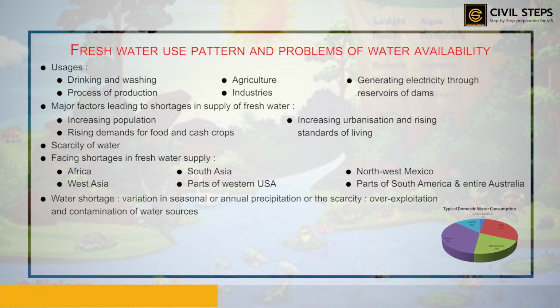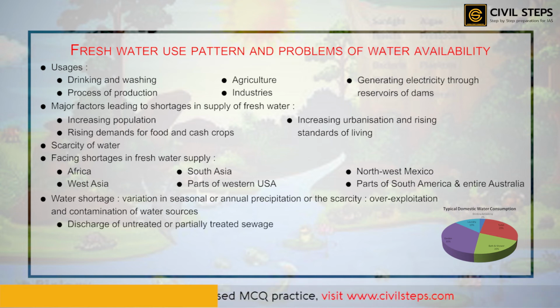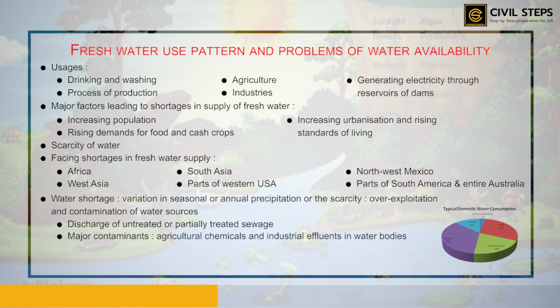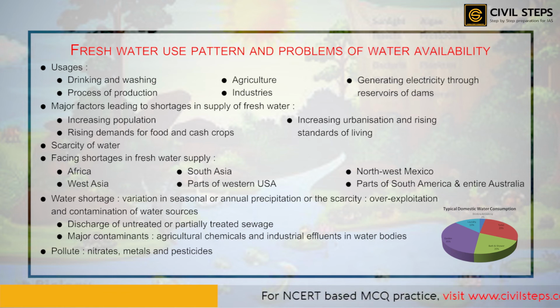Thus, water shortage may be a consequence of variation in seasonal or annual precipitation, or the scarcity is caused by overexploitation and the contamination of the water sources. In other words, we can say that the discharge of untreated or partially treated sewage, agricultural chemicals, and industrial effluents in water bodies are major contaminants. They pollute the water with nitrates, metals, and pesticides. Hence, access to clean and adequate water sources is a major problem facing the world today.